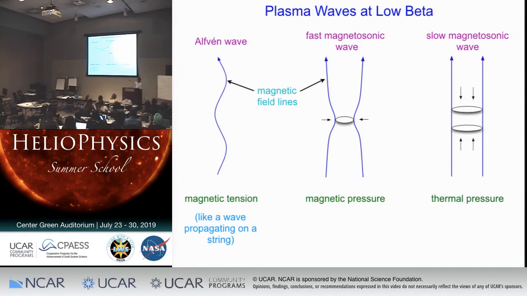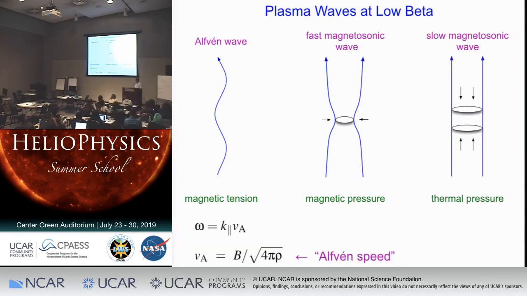For the fast magnetosonic wave, it's magnetic pressure, because when you compress perpendicular to the magnetic field, you bunch up the magnetic field lines together. When the field lines get closer, the field gets stronger. The magnetic pressure goes up, and then it pushes you back out. The slow magnetosonic wave is much more like the ordinary sound wave. Compress the plasma along the magnetic field, that compression is going to increase the pressure, and then that pressure pushes you back.